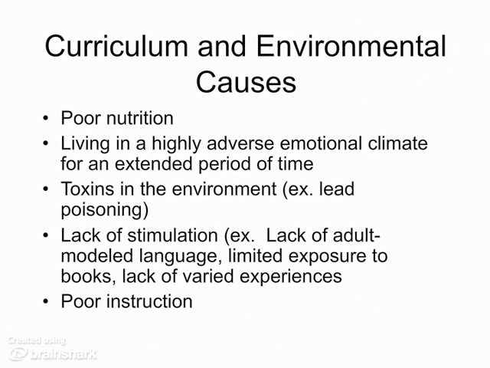When considering curriculum and environmental causes, students can develop a learning disability due to poor nutrition, from living in a highly adverse emotional climate for an extended period of time. It could be a result of toxins in the environment, such as lead poisoning. It could be a result of lack of stimulation, for example, lack of adult modeled language, limited exposure to books, and lack of varied cultural experiences. And the saddest cause is the result of poor instruction.